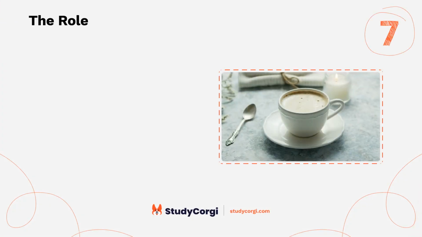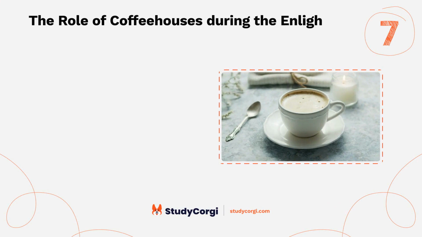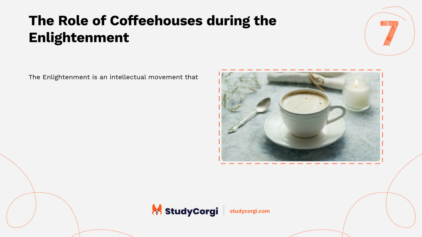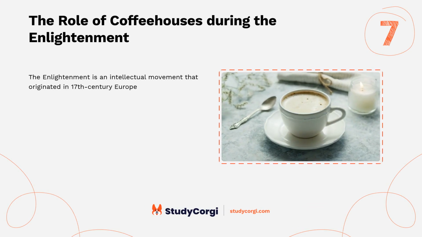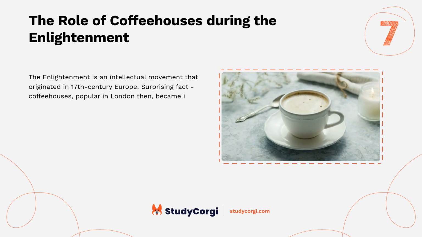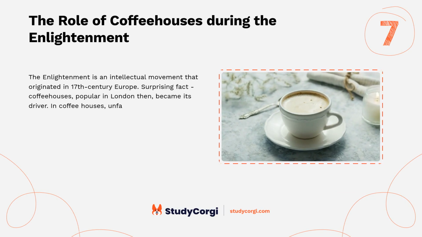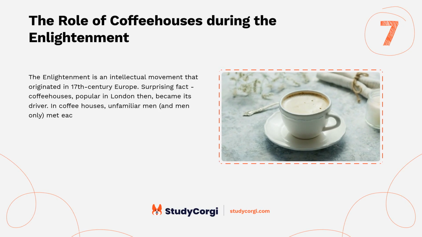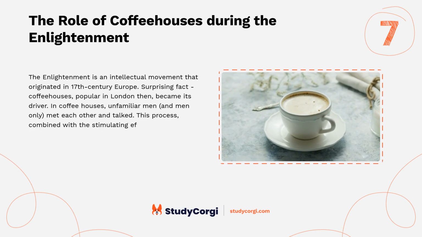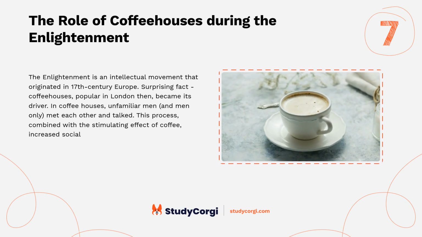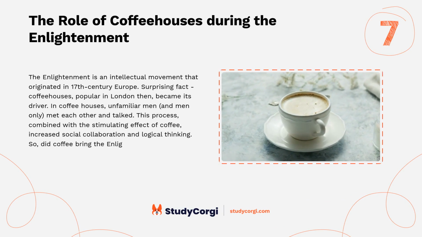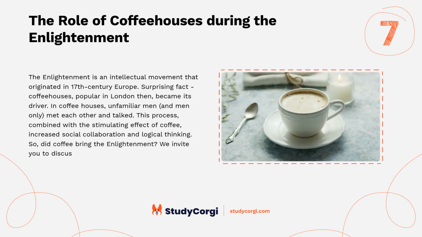The role of coffeehouses during the Enlightenment. The Enlightenment is an intellectual movement that originated in 17th century Europe. Surprising fact, coffeehouses, popular in London then, became its driver. In coffeehouses, unfamiliar men, and men only, met each other and talked. This process, combined with the stimulating effect of coffee, increased social collaboration and logical thinking. So, did coffee bring the Enlightenment? We invite you to discuss this exciting issue.